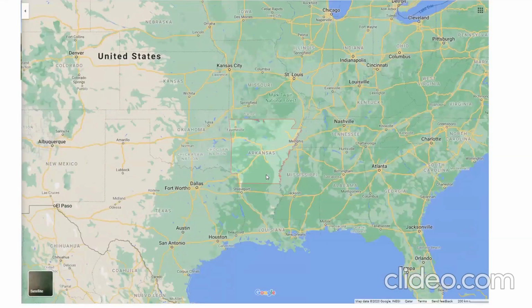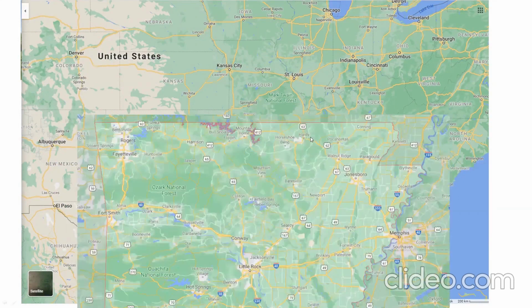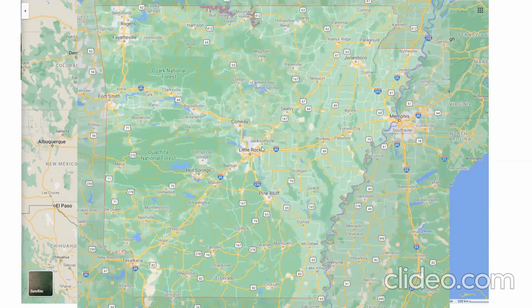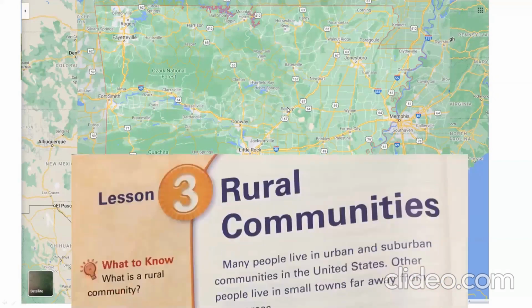So let's have a look at part of this United States map. And here, defined by these red borders, is the state of Arkansas. And if you look closer, we can see that right here is Little Rock, the capital city of the state. Please again, look at the borders that define the state. And that's the capital city. And right here at a considerable distance is SST, the rural community we're going to be reading about today.